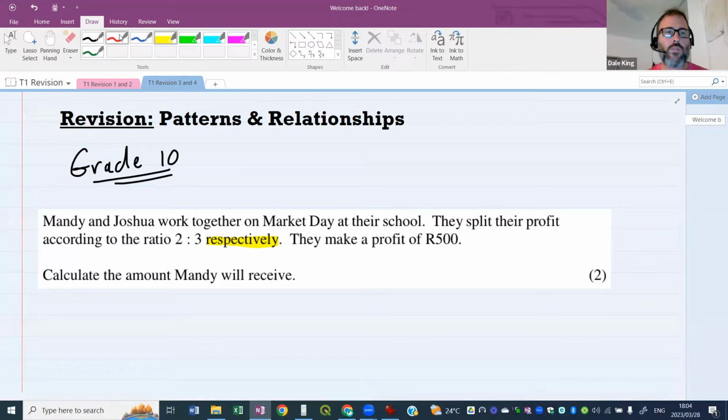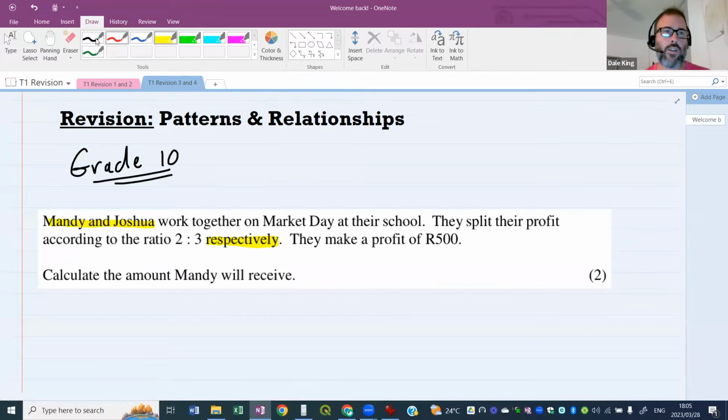And that also links up to the names. So if you've got Mandy and Joshua, Mandy's first and Joshua's second. So Mandy has the 2 and Joshua has the 3. So that word respectively links up to the names as well. If you're wondering who's who, Mandy's first and Joshua is second. They make a profit of 500 Rand. Now we have to calculate the amount Mandy will receive.